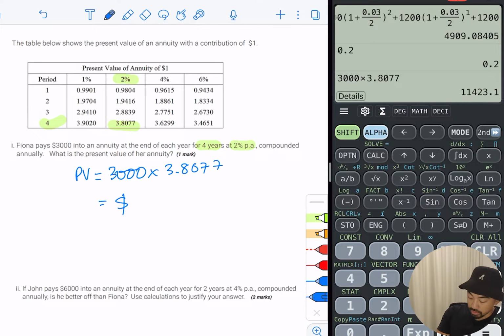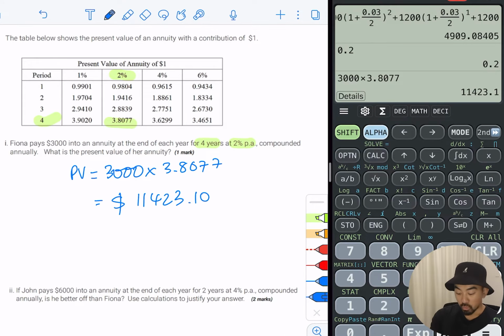So our answer here is $11,423.10. Okay. Now, just quickly, people get confused about whether to times or divide this number. If you divided that number, you're going to get a number much smaller than 3,000, which is not going to make sense because we're trying to find out what her present value is. In other words, what sum of money could she invest today to get the same future value in 4 years' time? Okay, so that is just a quick and simple common sense check that you can use.